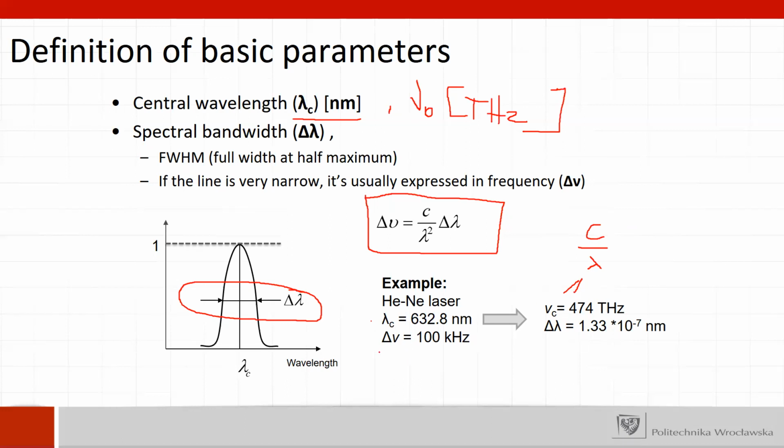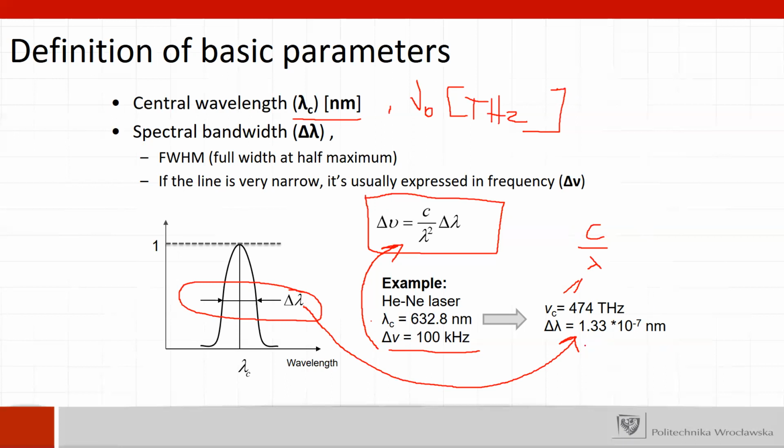And for example, if we assume a usual line width of a helium neon laser at the level of 100 kilohertz, if we recalculate it to the wavelength domain using this formula, we will get that the line width expressed in wavelengths, in nanometers, is equal to 1.3 times 10 to minus 7 nanometers. So this is, let's say, a very small number.